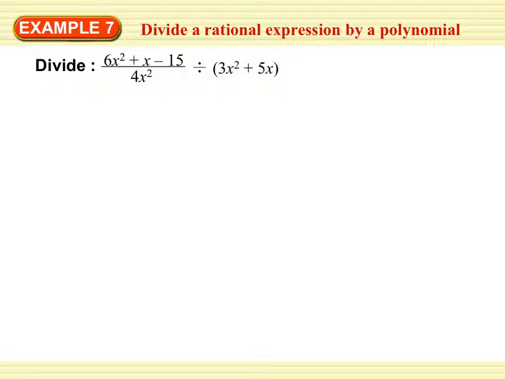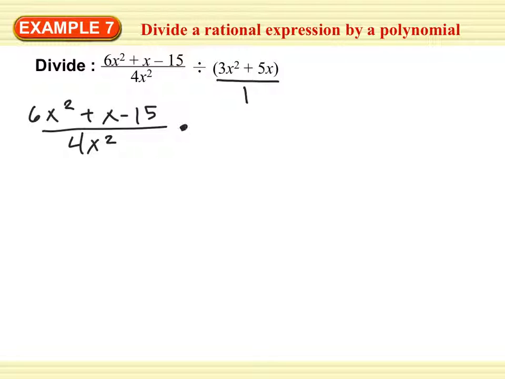Okay, another one. If we look here, this should be over 1 because it's just a polynomial. So when I change it, let's see, rewrite this. I need to take the reciprocal of the second rational expression. That's how I do it. I need to put a 1 in the denominator so that I can flip it. Okay, now we need to factor. Ugh, this doesn't look fun.